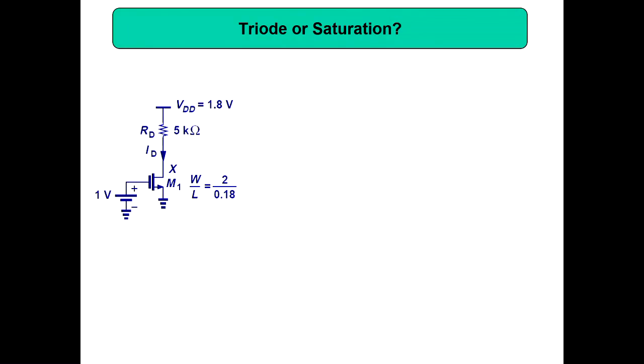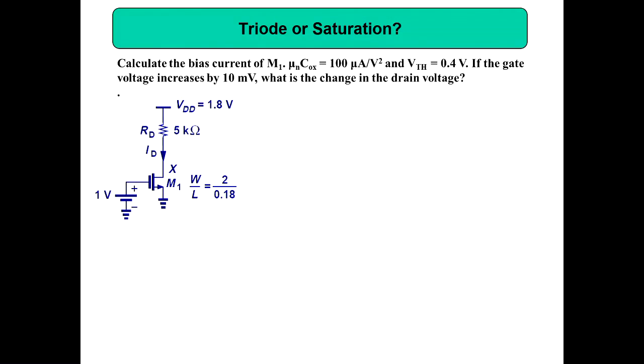So now there is a question for you. This is a simple amplifier configuration. We have to find out whether it is in triode or saturation. Then you also have to calculate the bias current of M1. Mu n COx is already given as 100 microamps per volt square, and the threshold voltage is 0.4 volt. You can see the arrow is pointing out, so this is NMOS, and the threshold is positive. If the gate voltage increases by 10 millivolt, so 1 volt plus 10 millivolt, what is the change in the drain voltage? That we also have to find out.